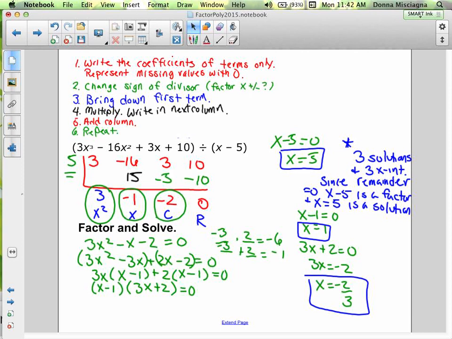Right? And we're going to learn more about solving using synthetic division and factoring in a future lesson.